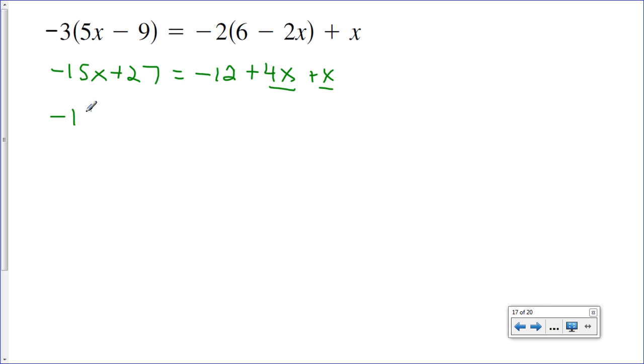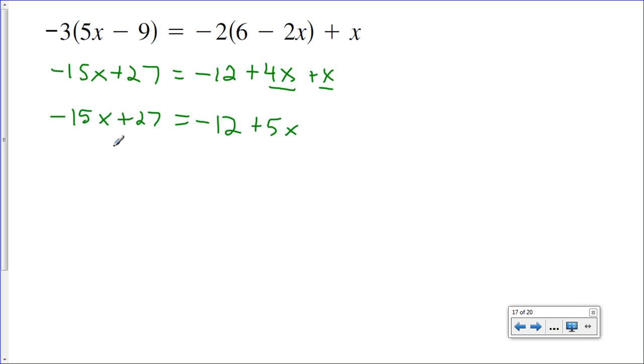So I'm going to rewrite the left side. Negative 15x plus 27 equals negative 12, and that becomes plus 5x because 4x and x is 5x. Now, I have negative 15x on the left and 5x on the right.